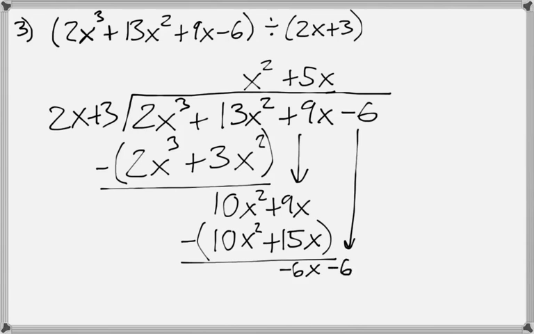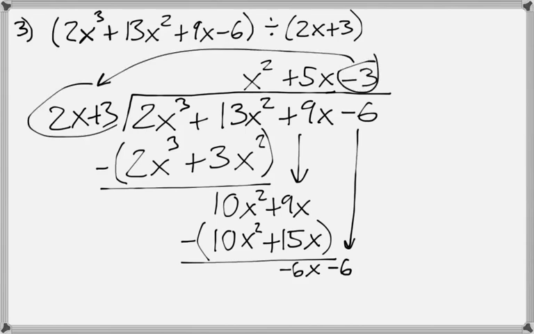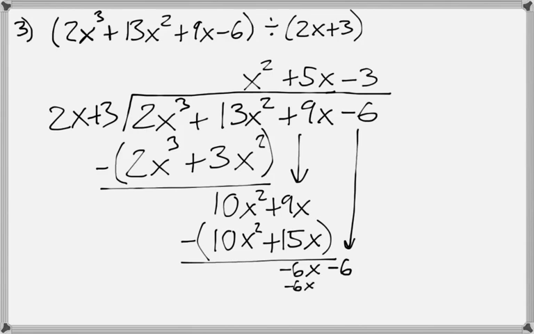and I want to start over. So what do I need to multiply 2x by to get negative 6x? You would have to multiply it by a negative 3. So I'm going to put a negative 3 here. And then I want to multiply negative 3 by both of those. And that's going to get you a negative 6x minus 9.